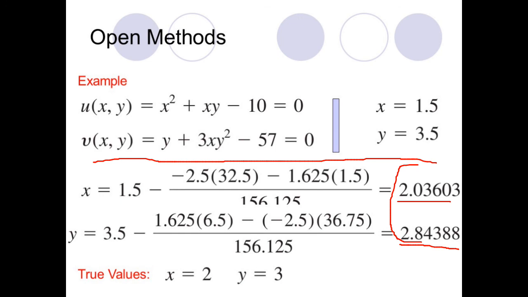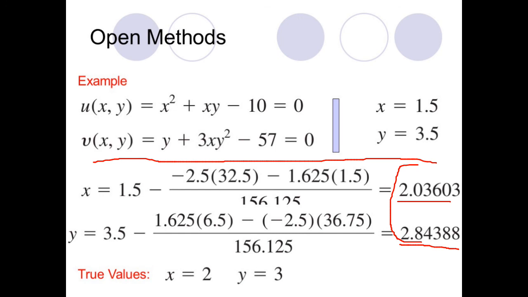Now I will evaluate u and v at x equal to 1.5 and y equal to 3.5. Then my final values are minus 2.5 for u and 1.625 for v. Okay, now I have found the derivatives and the values of u and v.